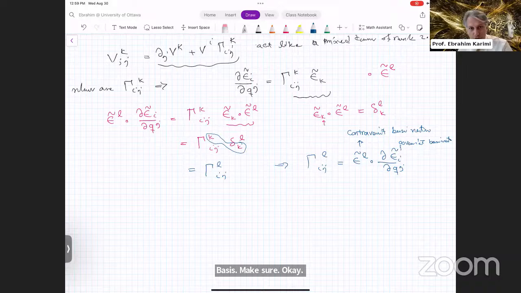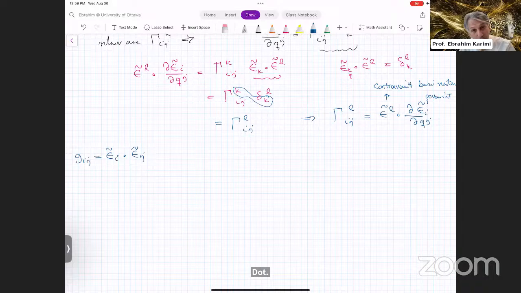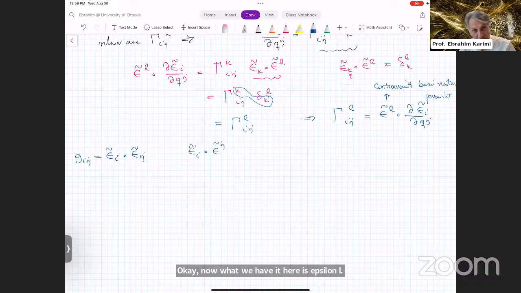No, Subra, I have not written that. Some people are asking me that previously I had written G, okay? Epsilon I dot epsilon J is GIJ. Now what we have here is epsilon I dot epsilon J, so the indices are such that one is a subscript and the other one is a superscript, okay?